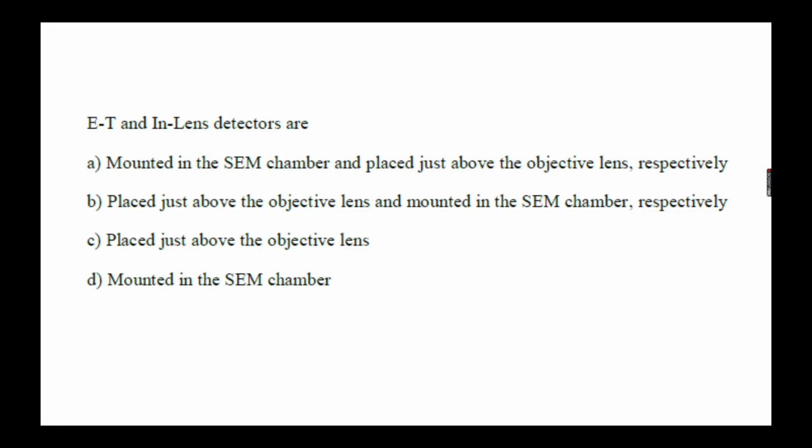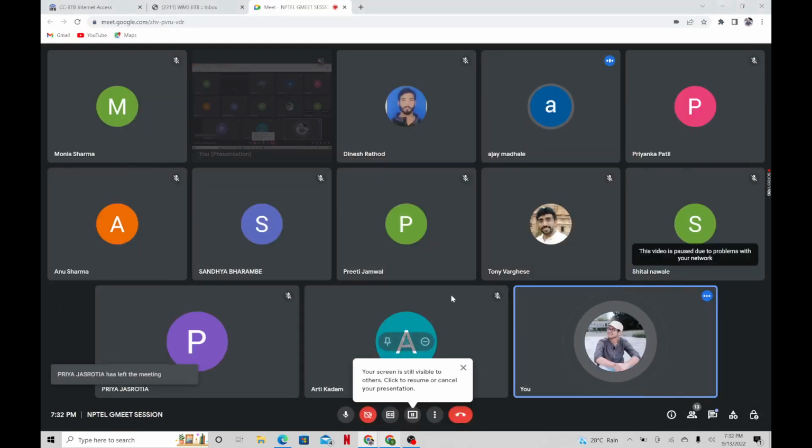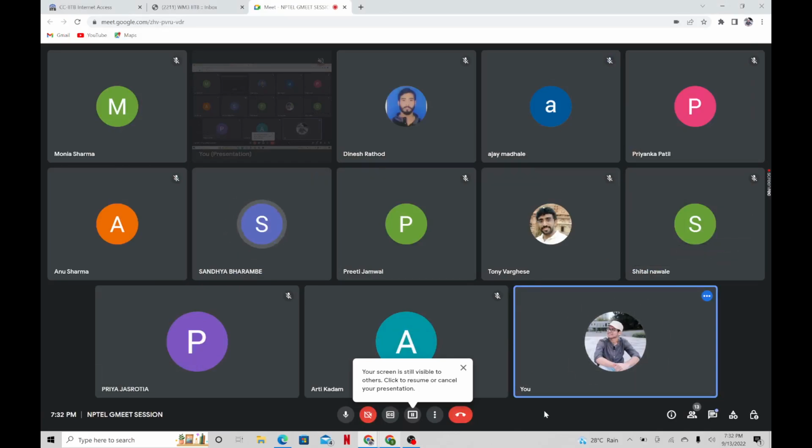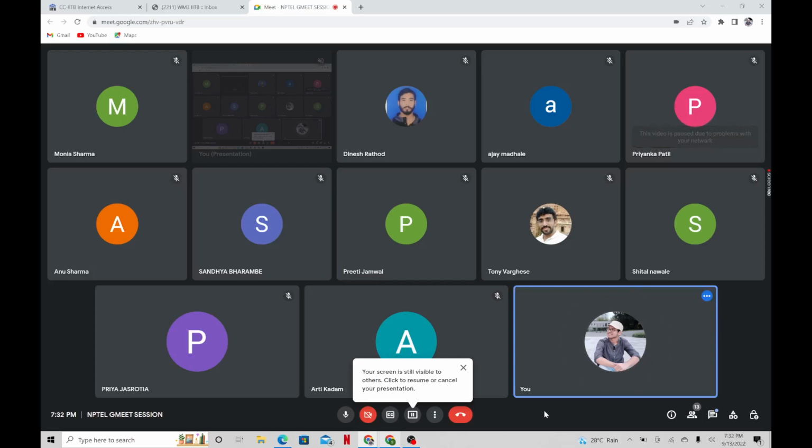B. B. Is it A? Okay, so one is saying A and another one is saying B. Somebody also wanted to guess, it's A. Okay, it's A. Anybody else? A. A. Okay. What about others? Okay, so let's see.